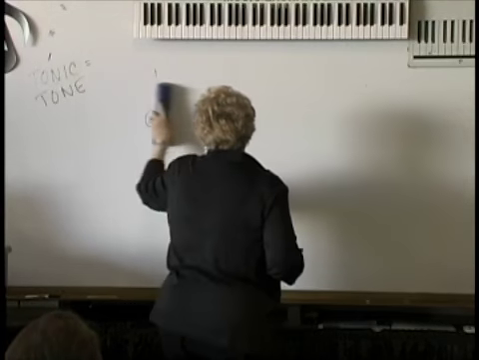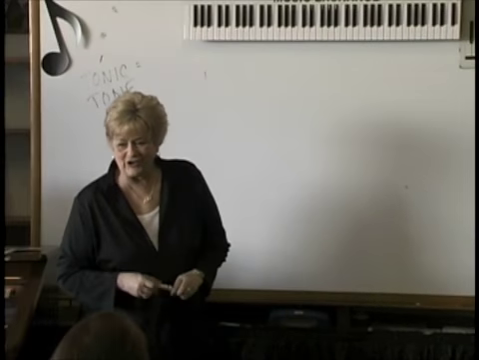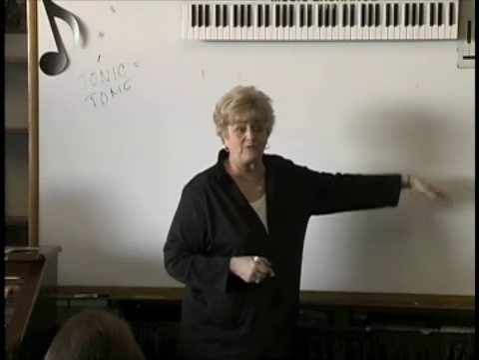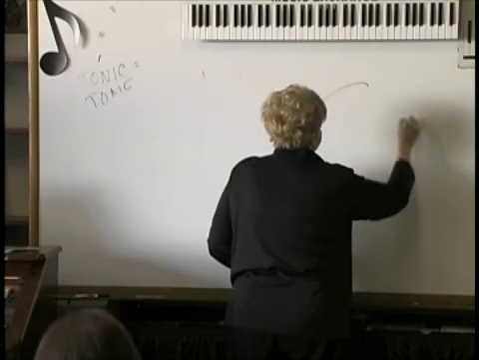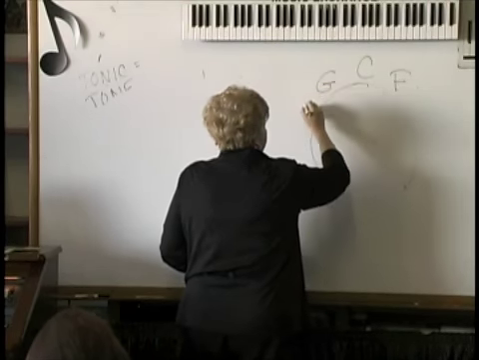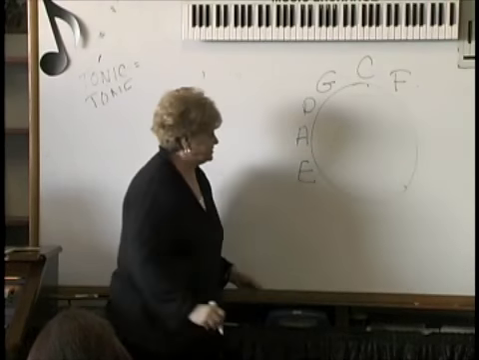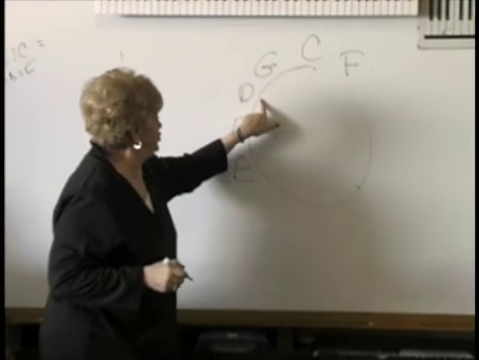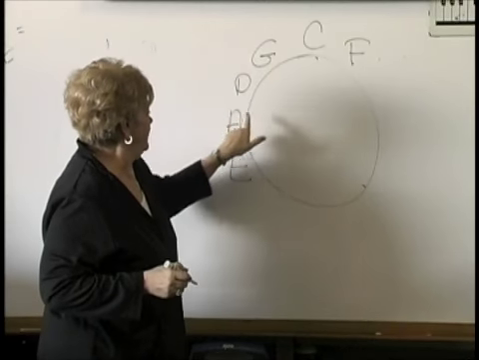Now watch this. If you know the circle, you don't have to know all those rules, because it took me a long time to remember how those rules went. But watch this. C, F, G, D, A, and E. That's the part of the circle that we're dealing with, right? 1, 2, 3, 4, 5, 6.